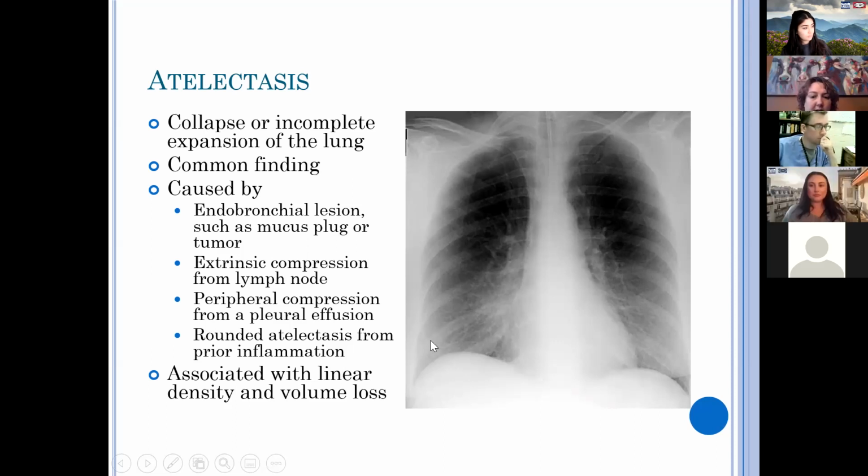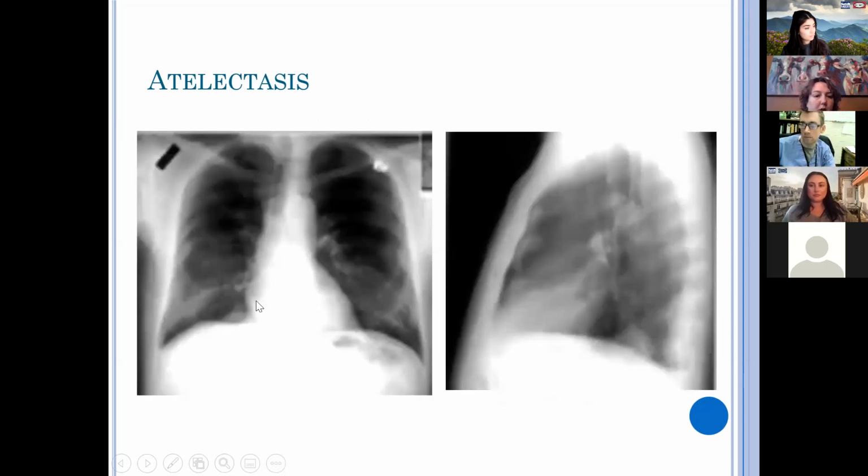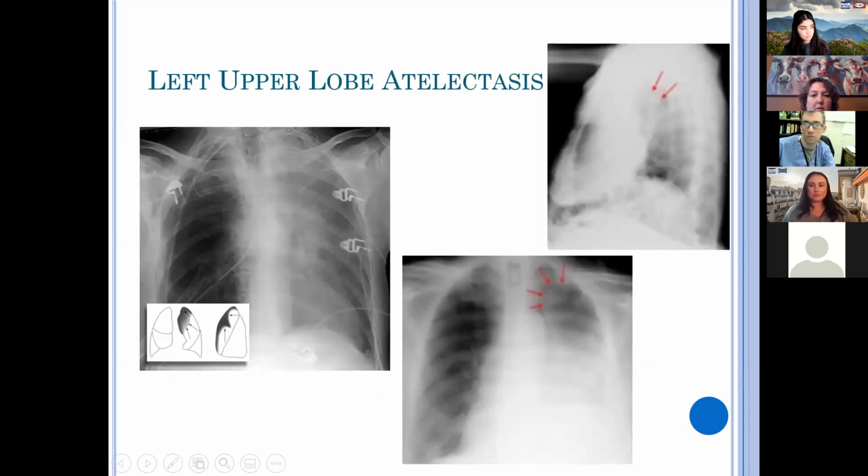You can sort of see down here at the bottom of the lung, there's some atelectasis where the lung's not fully inflated. There's some atelectasis here, some atelectasis here. This image shows some left upper lobe atelectasis.